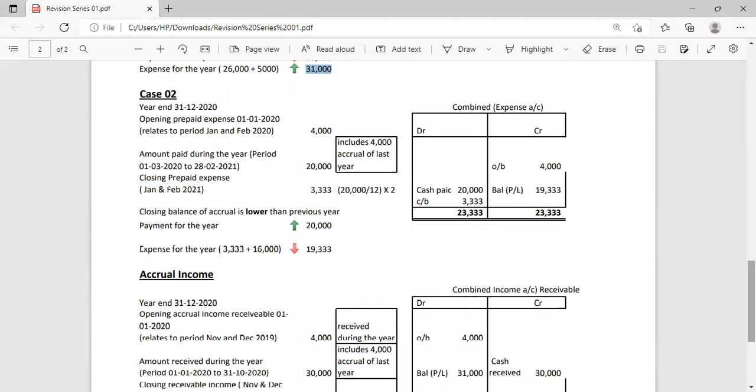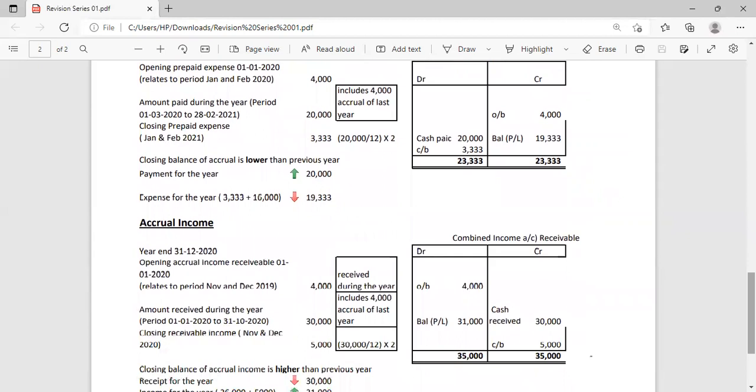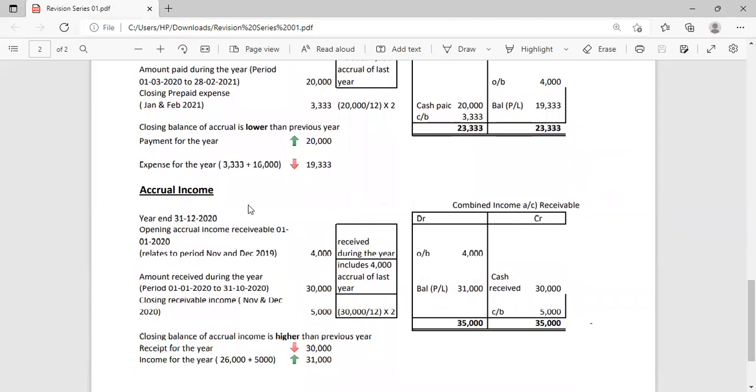You can understand. If you have any question or query, you can just message in the comment box. I will try to respond, or if you need further explanation, I will prepare another video on these topics. What is accrual income? Accrual income is also called receivable income or income not yet received. This is income where the amount has been accrued but not yet received. This is just opposite to the accrual expense.